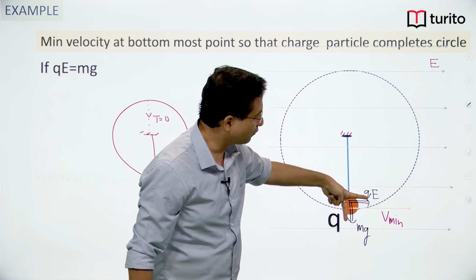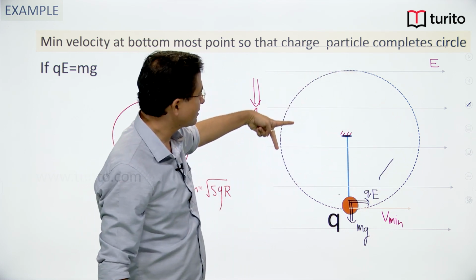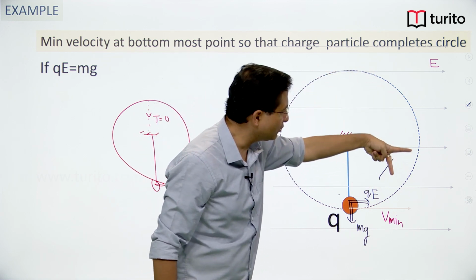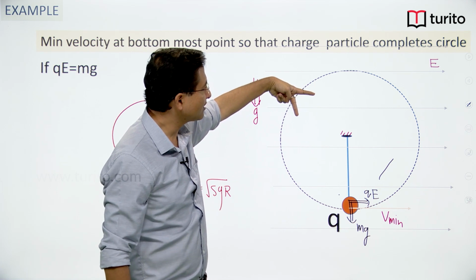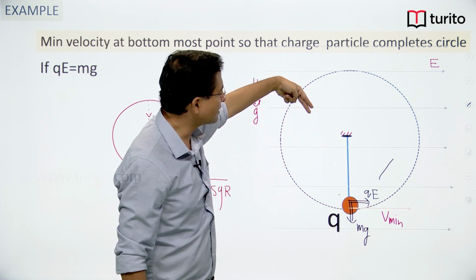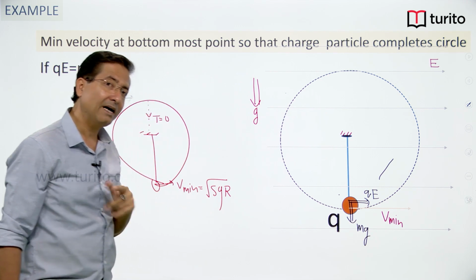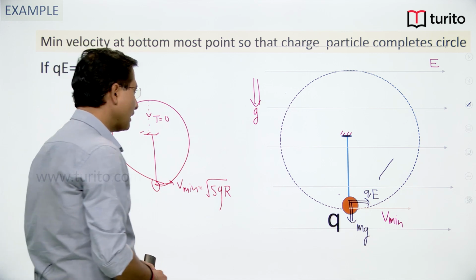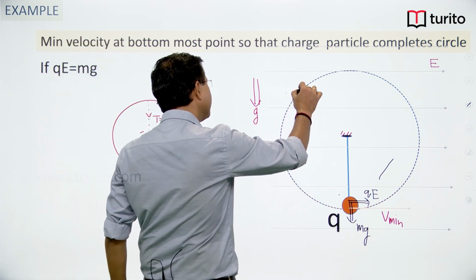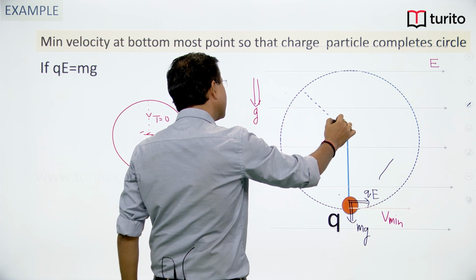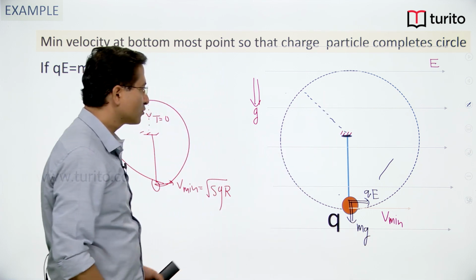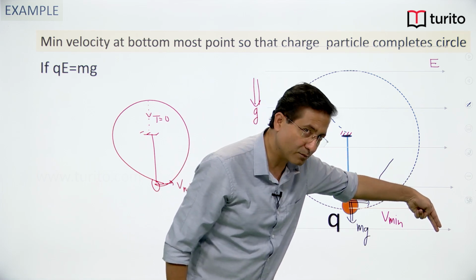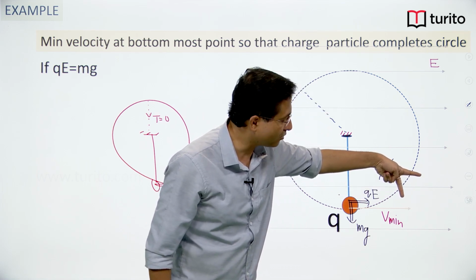Now, as these two forces act in the same direction, you can see that chances for tension to become 0 will be maximum where the resultant of these two is coming towards the center, because they alone can provide the required centripetal. So, I need to search a point where the resultant is coming towards the center. Somewhere here the resultant is away from the center, so this is not the point.